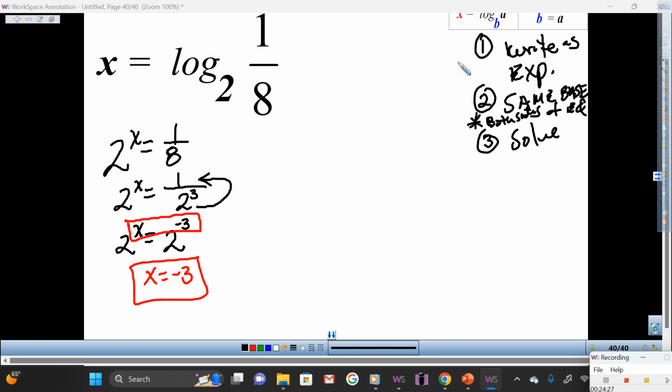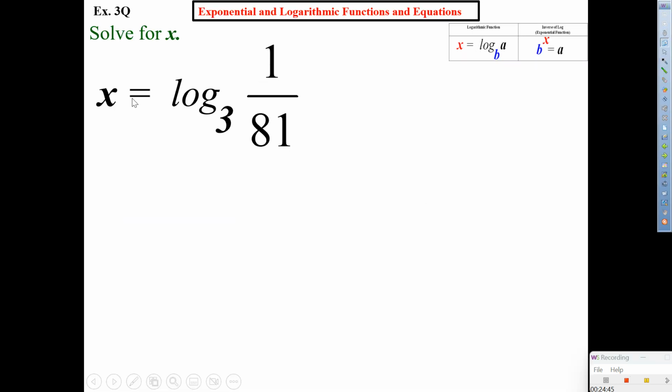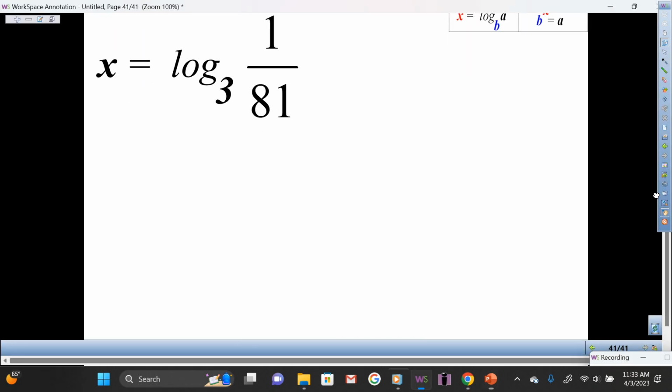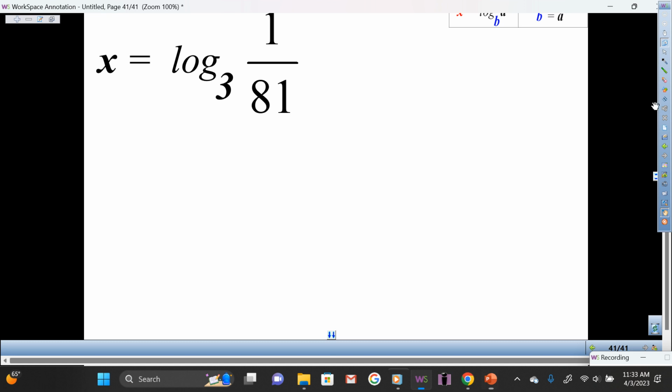Once again, the process: write the log as an exponential, same base for both sides, and then solve. All right, copy this one. Example 3: x equals log base 3 of 1/81. All right, so I need an exponential function. So, what do I write for this one? Diego Rosas, go.